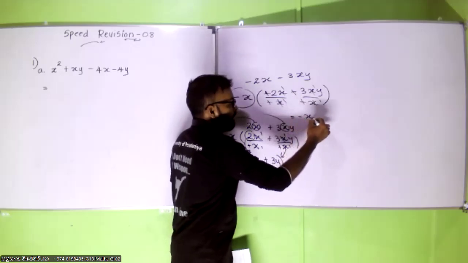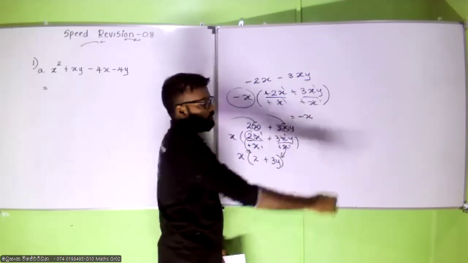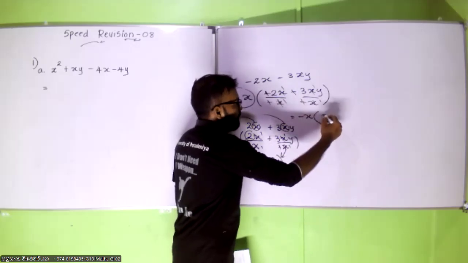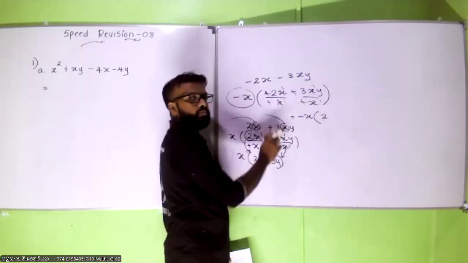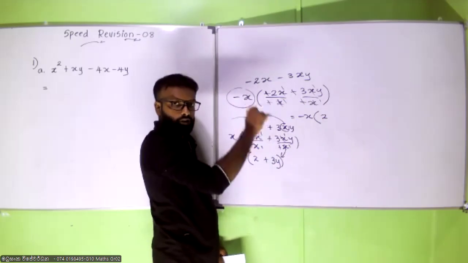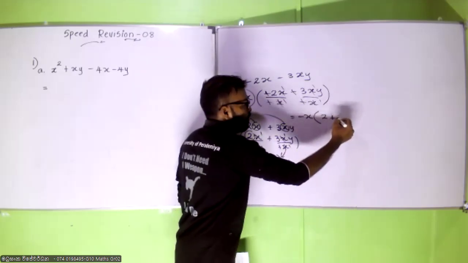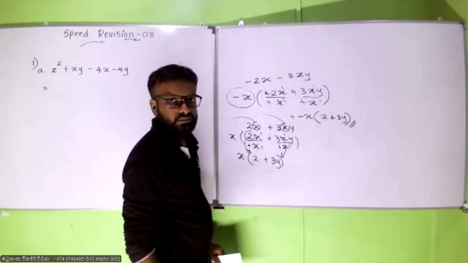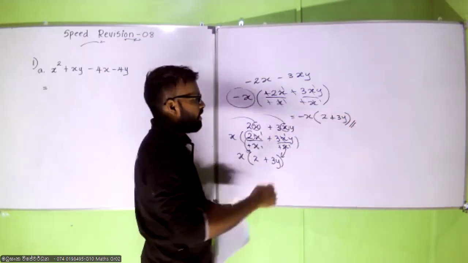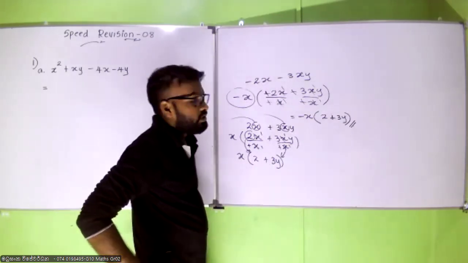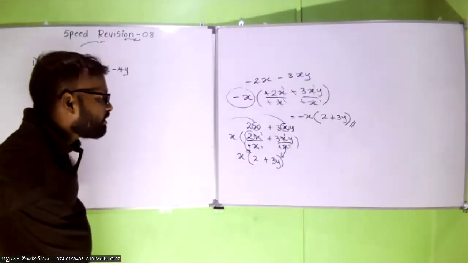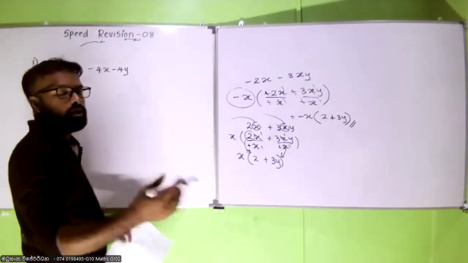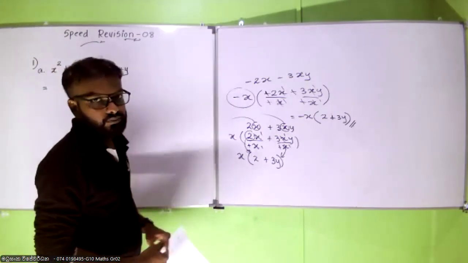Equal mark. Negative x is the common term. Within the bracket, here you have 2. Now this negative becomes positive, positive 3y. So this is it. For your additional knowledge, I have done this one. Now keep that in your mind so that you can apply it in the future.